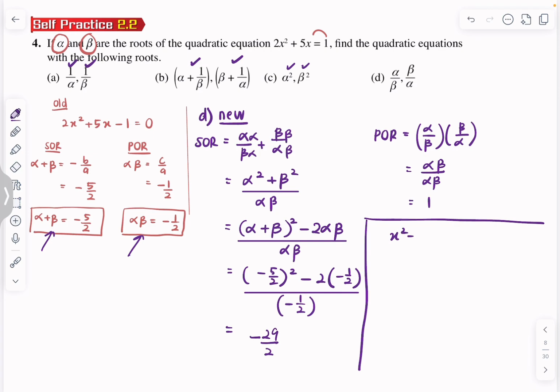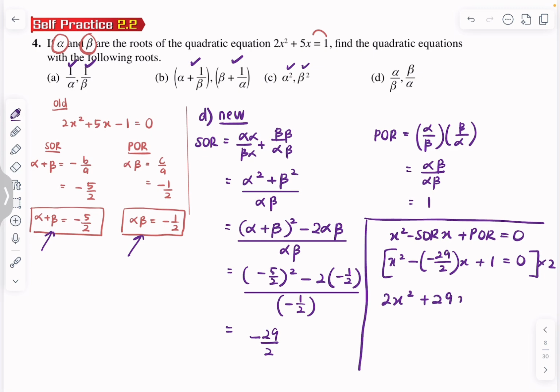Okay, so I write this here. Our equation must be following this. So x square minus SOR x plus POR is 0. So we don't like fractions. We get rid of the denominator by multiplying 2. So 2x square plus 29x plus 2 is 0. Done. Okay, that's all.